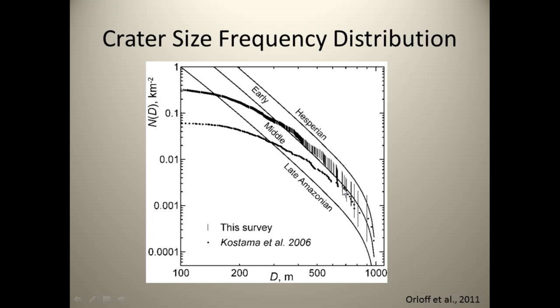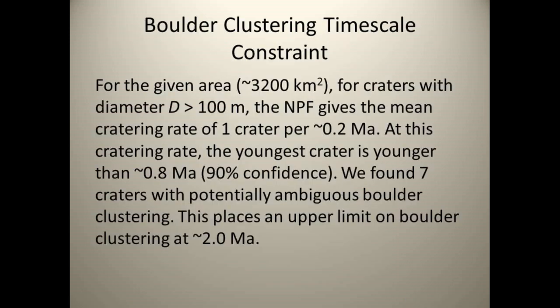And for this region, for the given area, 3,200 kilometers, and for the craters with diameter of over 100 meters, the Newcomb production function gives the mean cratering rate of 1 crater per 0.2 million years. And at this cratering rate, the youngest crater in my survey should be within 0.08 million years at 90% confidence. Since we found 7 craters that had potentially ambiguous boulder clustering, this places an upper limit on boulder clustering at around 2 million years. And so this is the time scale in which we would imagine an entire population of boulders would become clustered.